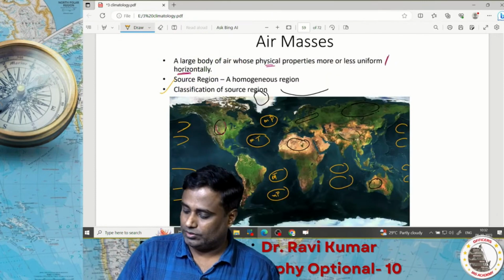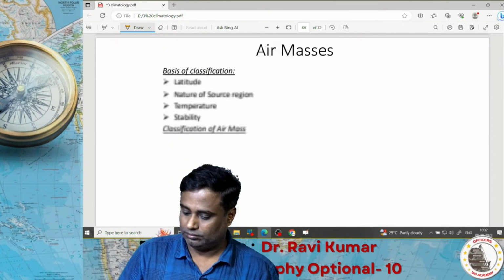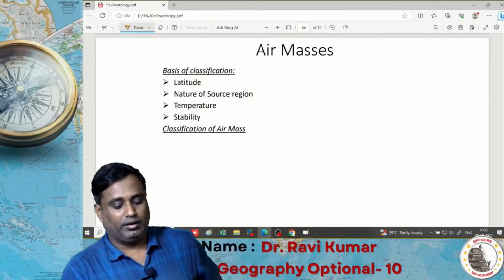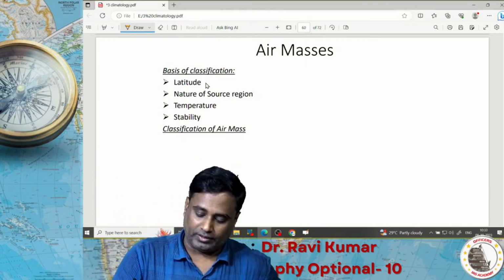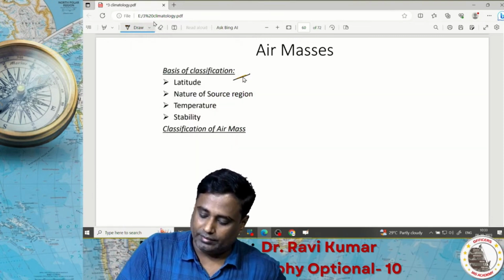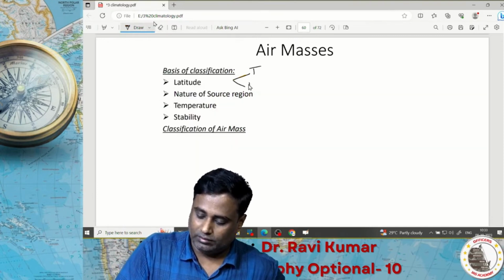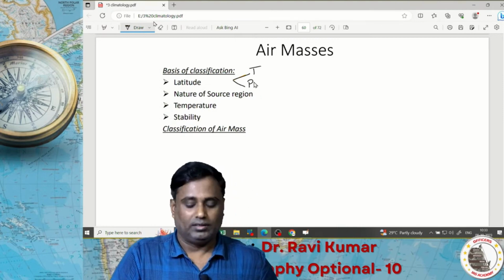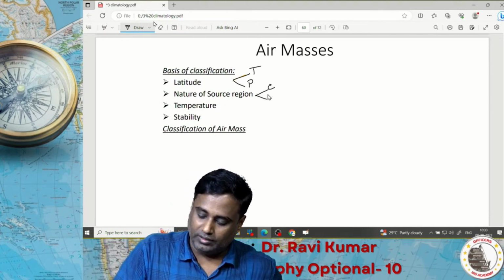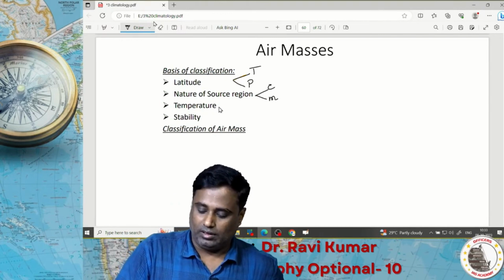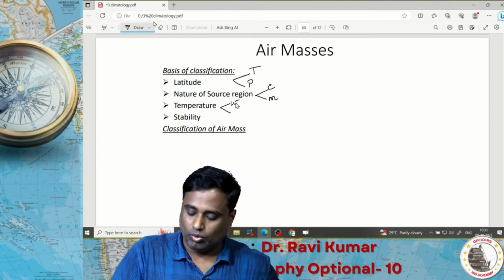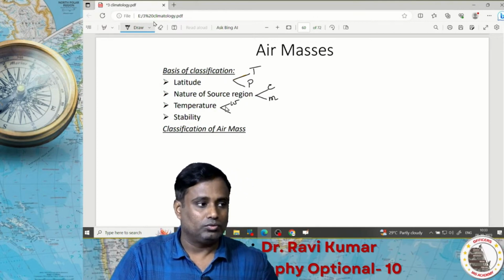Now we go to air masses. Okay, air masses classification. Air masses are classified based on four factors: latitude. I already used some symbols. Can you name them again? Tropical, polar, capital T, capital P. Source region: continent and marine. And we compare the temperature, warm and cold. But for cold we have used C already. What can we do?